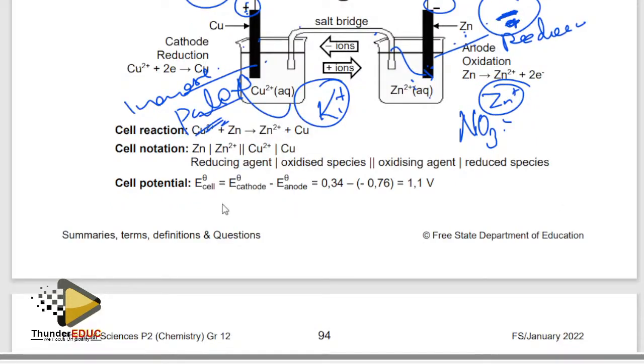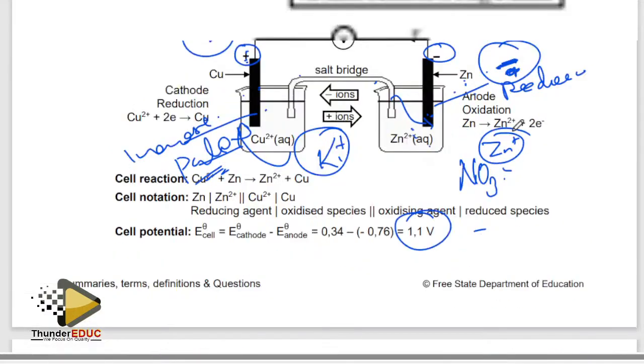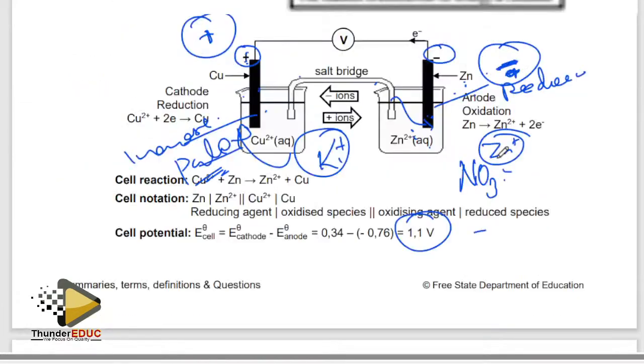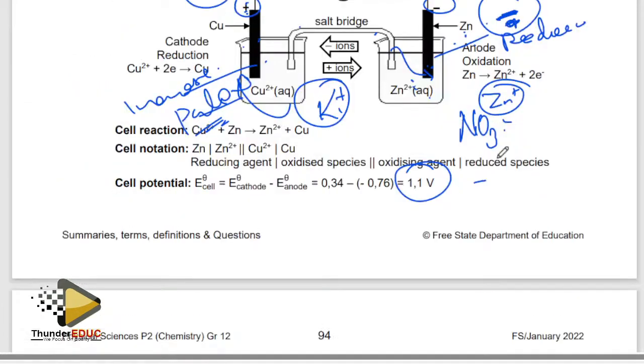Then number two, when you get a positive value, it means that the cell is spontaneous. It can continue on its own. When you get a negative value, it means that it is non-spontaneous. It cannot continue on its own. It will require an external battery for it to continue. So basically, that is it. Then you need to know the cell notation and the cell reaction.